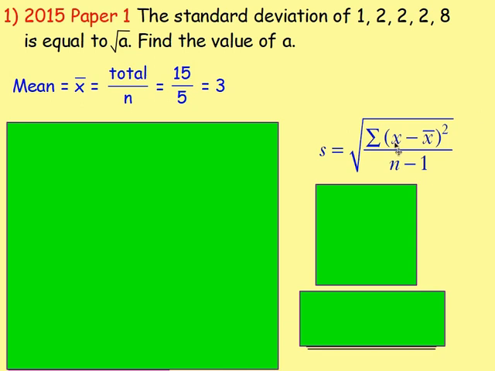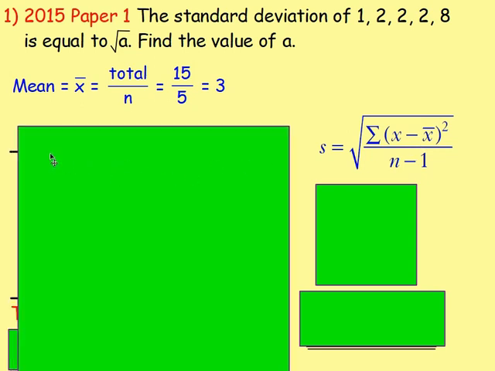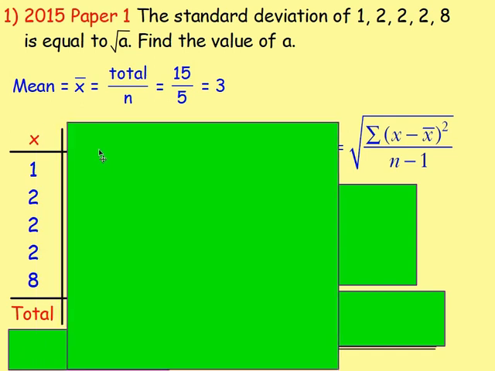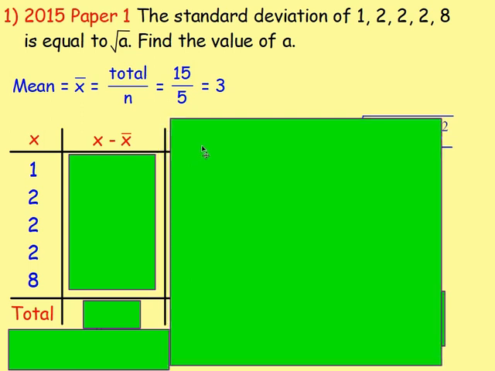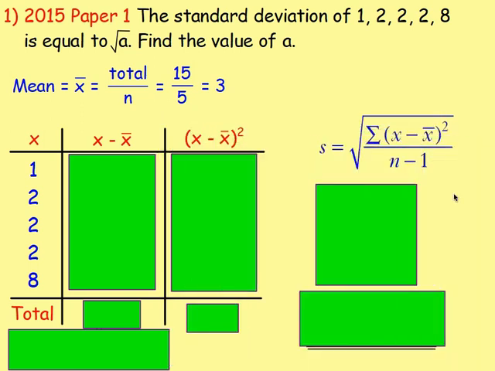So we have the mean. We want to work out the standard deviation, so the next thing you want to think about is that table. It is indeed, George. That table is this one here. You've got the values of X, then X minus X bar, so X take away the mean, and finally X minus X bar all squared. The values of X are just the numbers in the question, 1, 2, 2, 2 and 8, so we write those down.